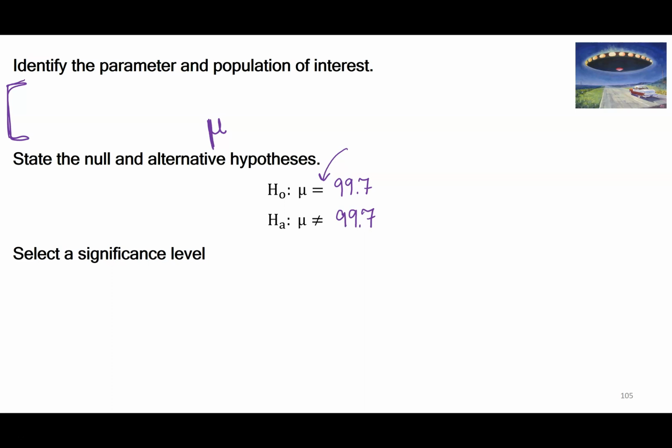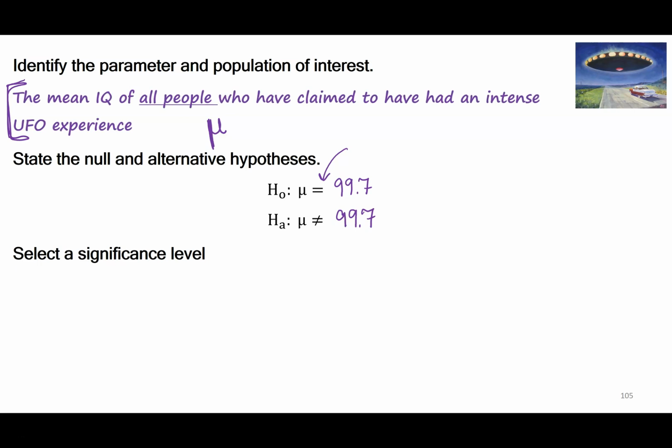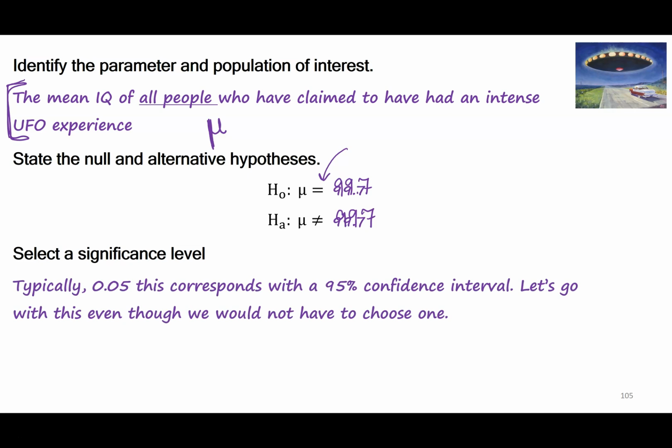So select a significance level. Let me see. It doesn't say. We are going to go with 0.05. So typically a significance level of 0.05 goes with a 95% confidence interval. We're going to go with this. If we don't specify the significance level, usually by default we're perfectly happy if you use 0.05. That's fine.